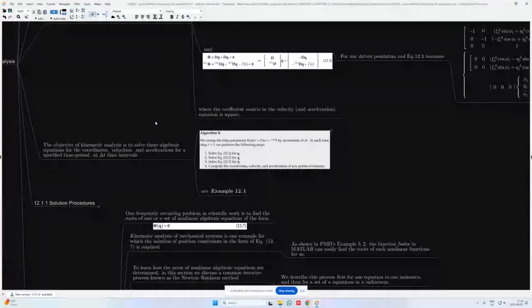Now, the objective of the kinematic analysis is essentially to solve these algebraic equations for the coordinates, velocities, and accelerations for a specified time period at delta t time intervals. What this tells us is that whenever we solve these problems, it's not going to be a matter of an analytical solution that we simply get. We're going to have some sort of an iterative solver that we apply. And this is better illustrated through algorithm K, which tells us how we solve these problems.